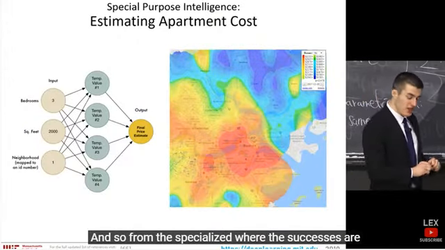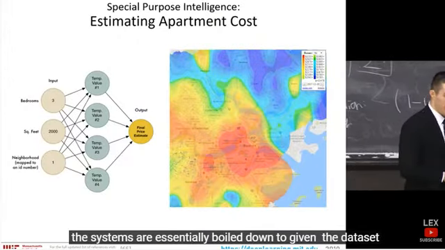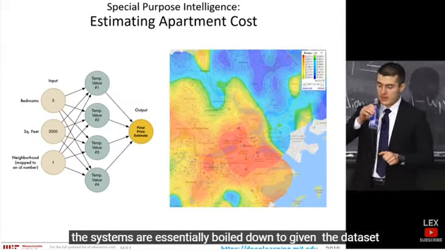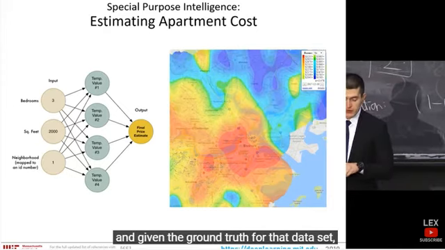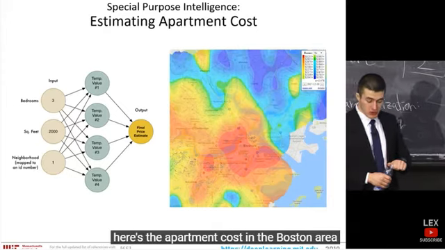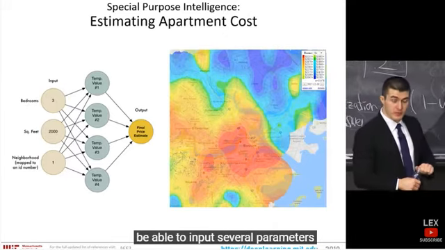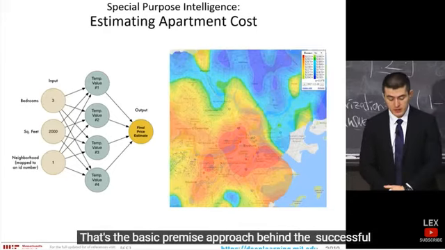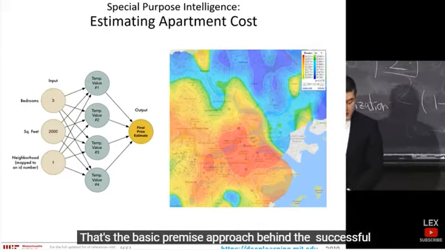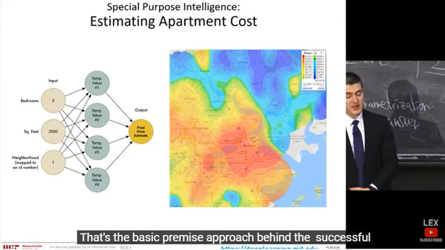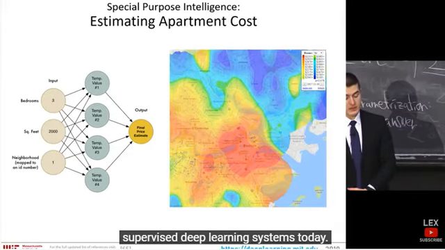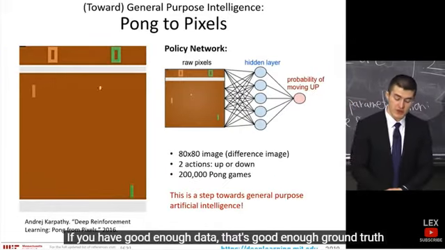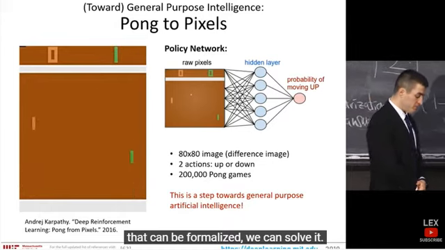And so from the specialized, where the successes are, the systems essentially boil down to this: given a data set and given the ground truth for that data set, here's the apartment cost in the Boston area, be able to input several parameters and, based on those parameters, predict the apartment cost. That's the basic premise, the approach behind the successful supervised deep learning systems today. If you have good enough data, good enough ground truth, and it can be formalized, we can solve it.